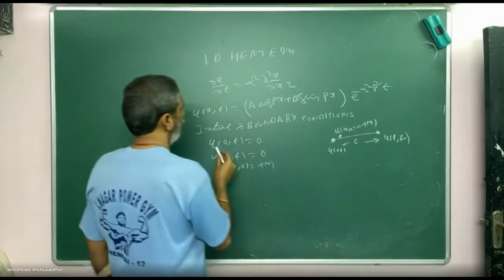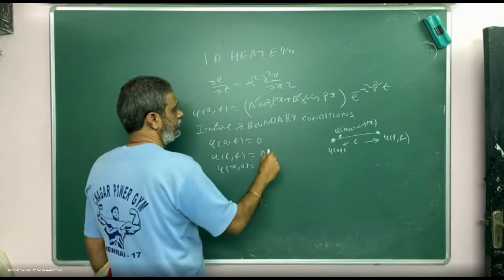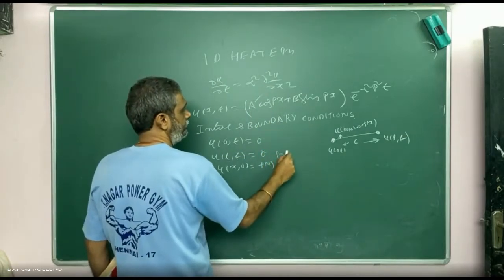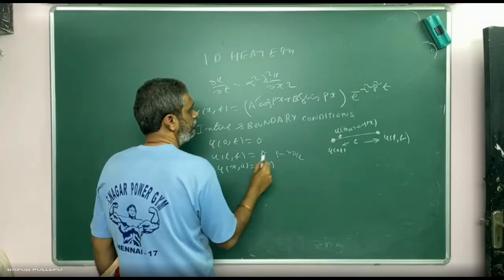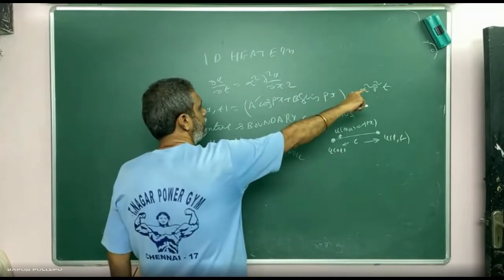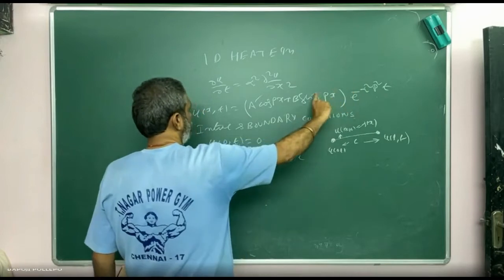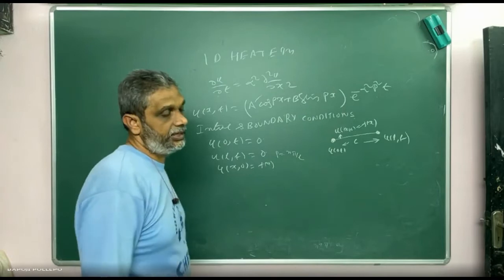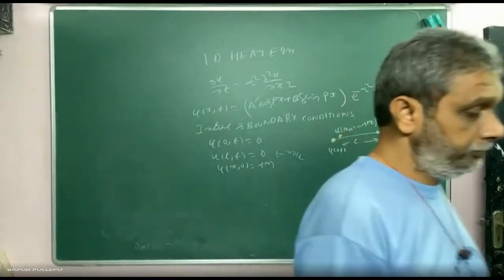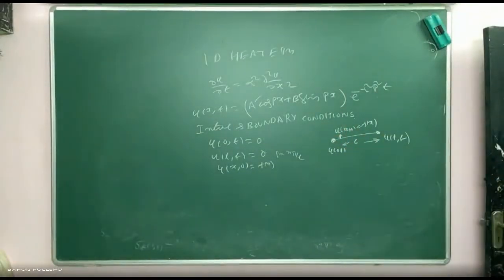So, first condition, what will you get? A is equal to 0. Second condition, p is equal to n pi by l. Third condition, what will you get? B sin px into e to the power of minus alpha square p square t, that is the general solution. B n sin n pi x by l, that we can write as a Fourier sine series. We already did one problem for this, a very important question.